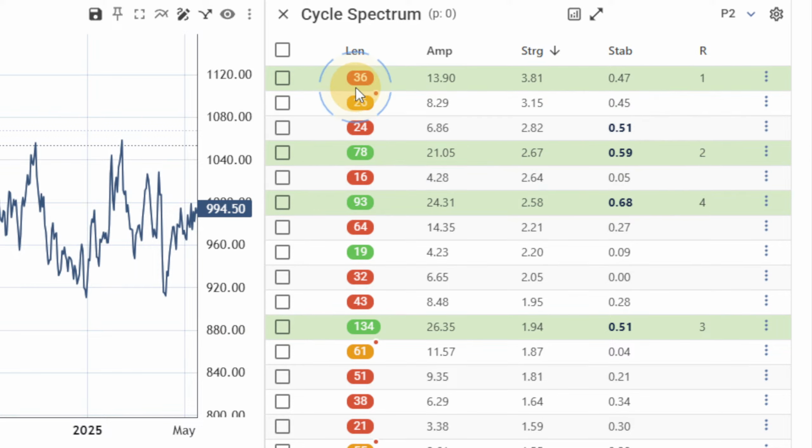Finally, the one at the top, that's too short for me. That's a very short cycle, which is just changing direction every 15 trading days, every 2 or 3 weeks. And the stability score is below 0.5, so I would ignore that cycle due to those two reasons. So this leaves us with 3 cycles: 78, 93, and 134.